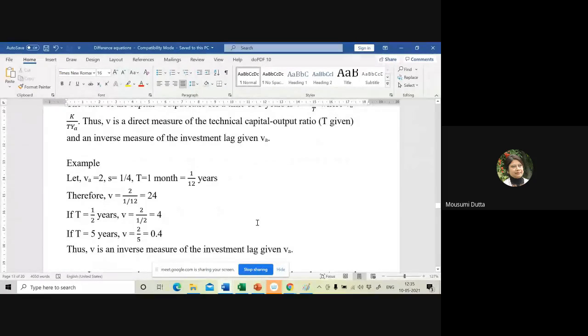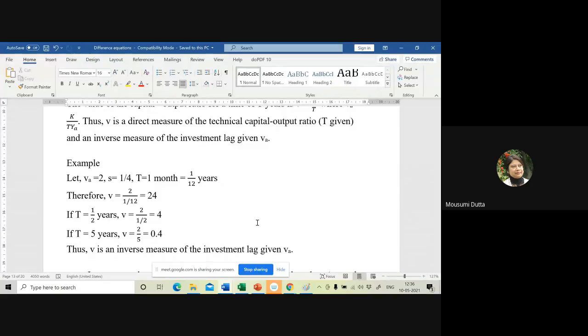For example, as I mentioned, VA generally varies between 2 to 4. So let VA be equal to 2, a given value. Suppose S, the MPS, is equal to 1 by 4. T is equal to 1 month, which is equal to 1 by 12 years. In that case, small v will be 2, that is VA, divided by 1 by 12, that is 24.